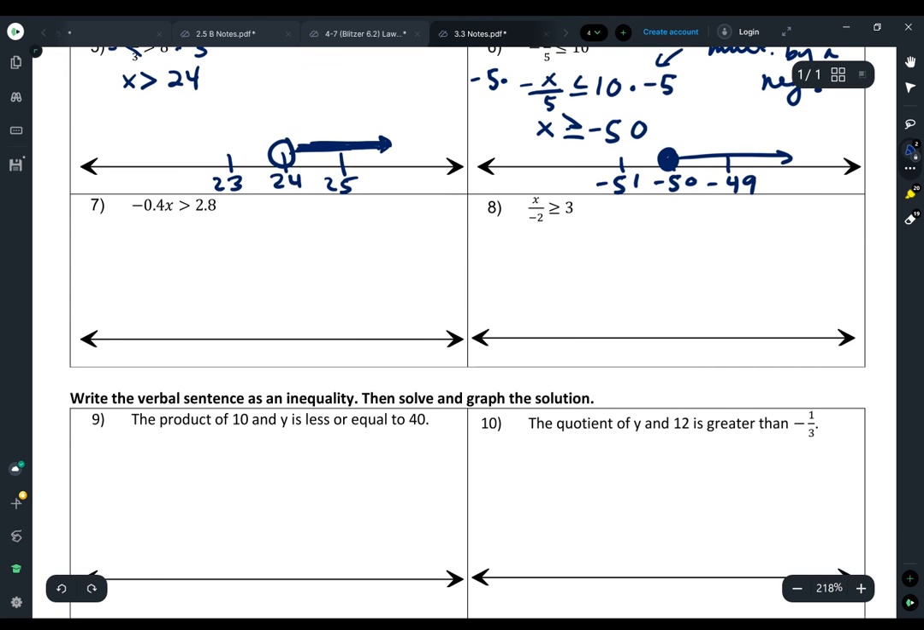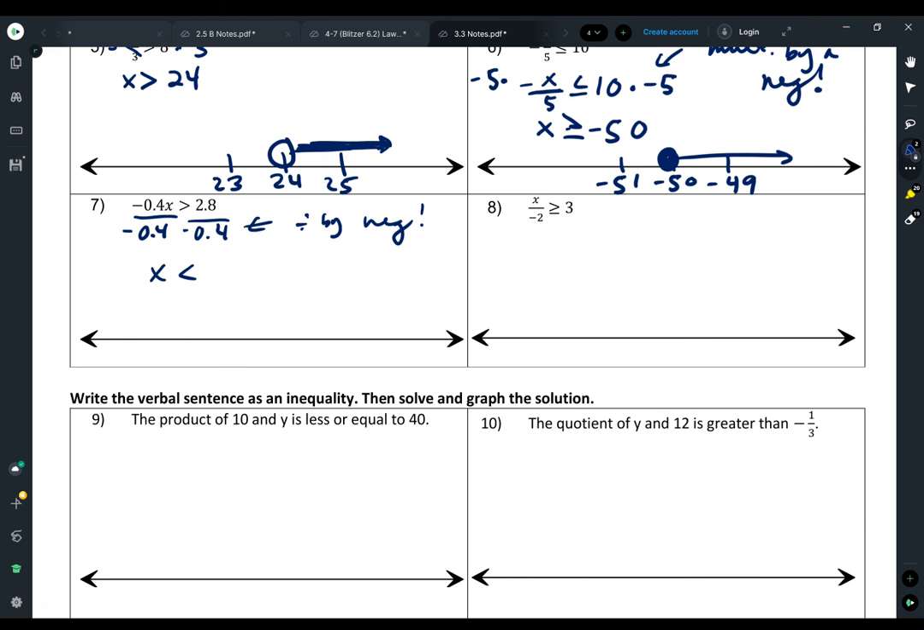Okay, on the last two here for solving, I'm going to divide both sides by -0.4 or -4/10. And again, I divide by a negative, so I need to reverse. So x is now less than. I know 2.8 divided by 4 looks like a tricky math problem, but I can think of it as 28 divided by 4. So that's going to be 7. I'm going to put a 7 here, and then positive divided by negative is -7. And then let's see, -8, -7, -6. I'd have an open circle at the -7. It's going to go to the left.